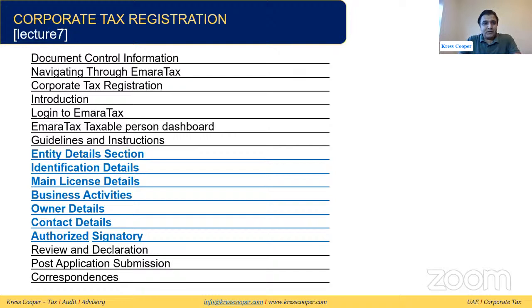In the corporate tax registration, the extract was taken from the guide. And in the guide, they have given various sections on the corporate tax registration. We discussed these are the key and important sections of the corporate tax registration. In this section, identification and entity details were the most important thing. We need to establish a legal person, natural person. Then we discussed all these things in detail in our previous lecture.